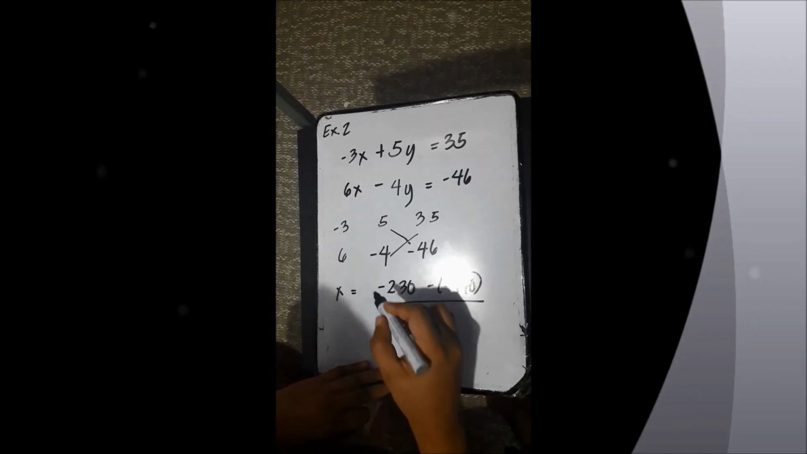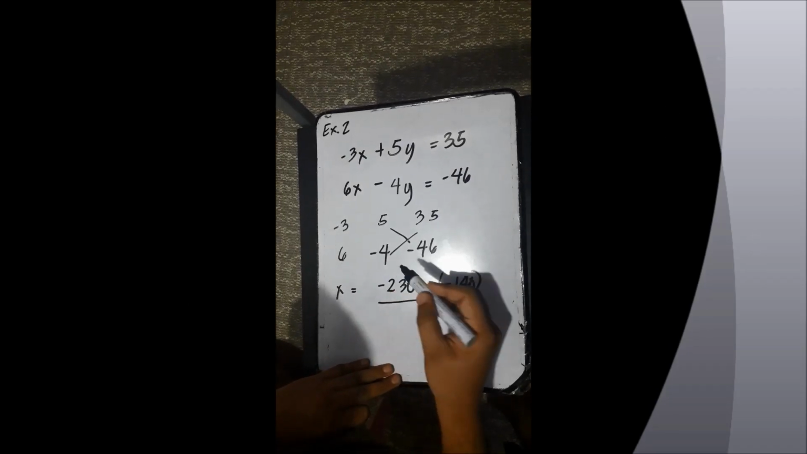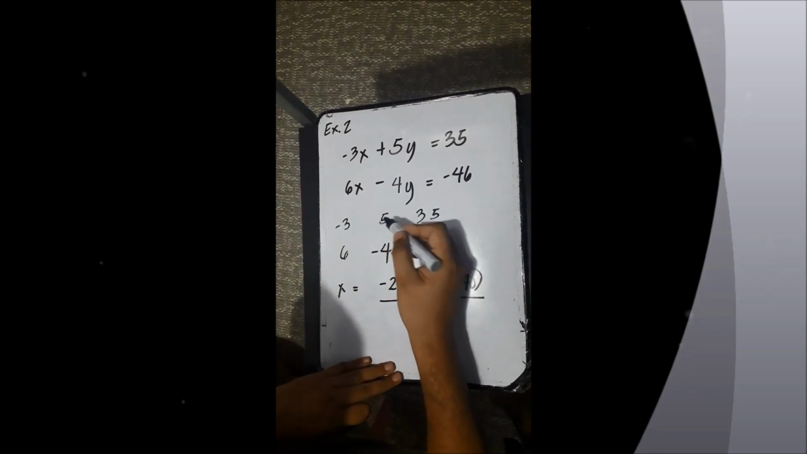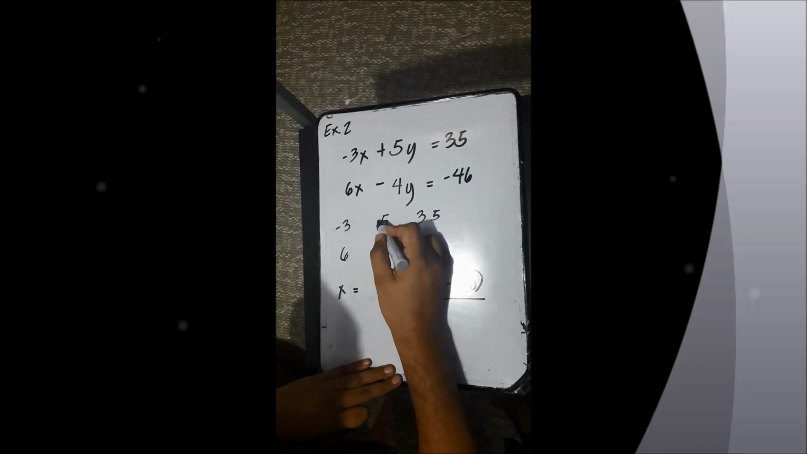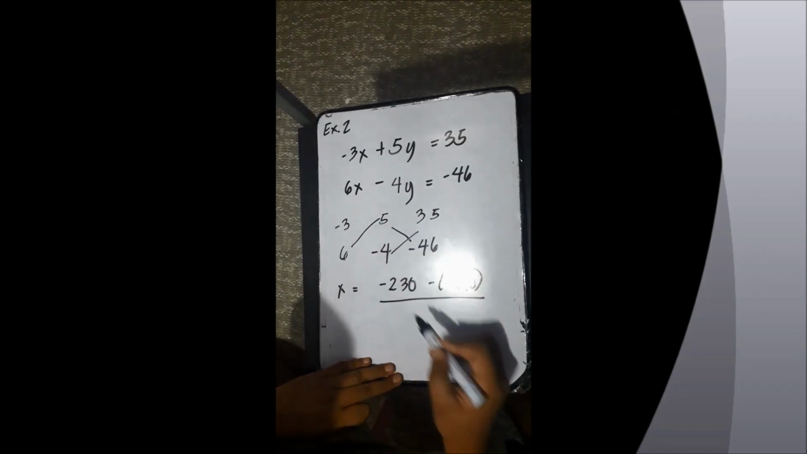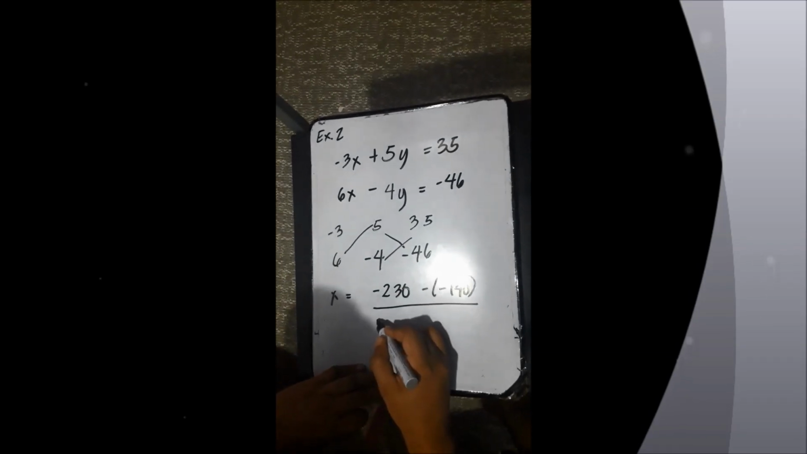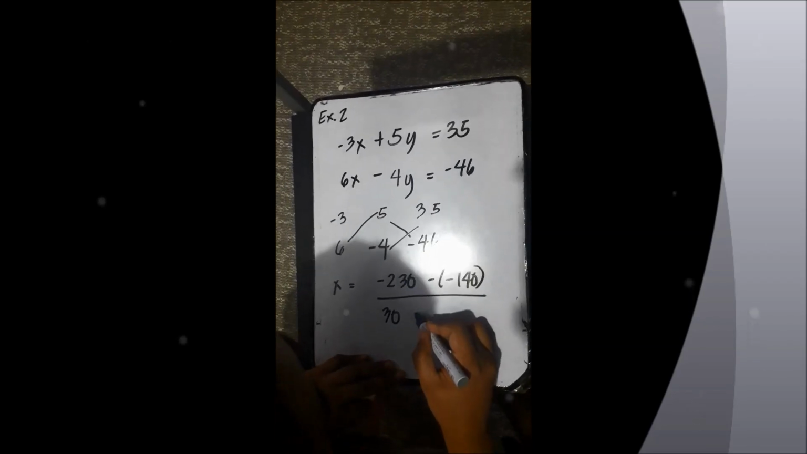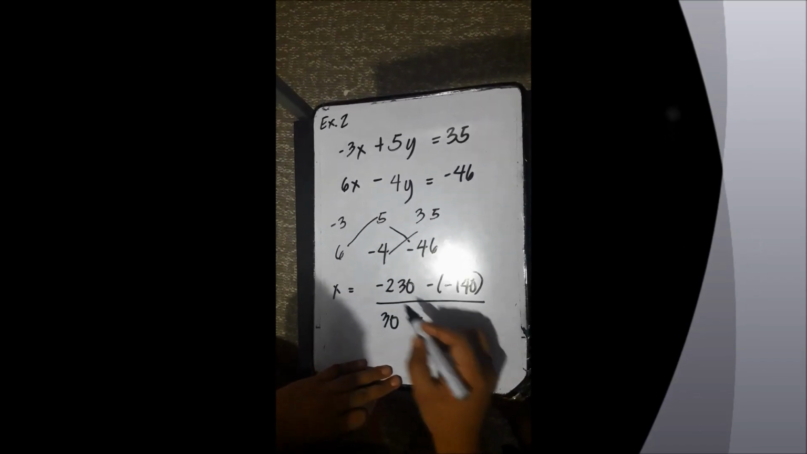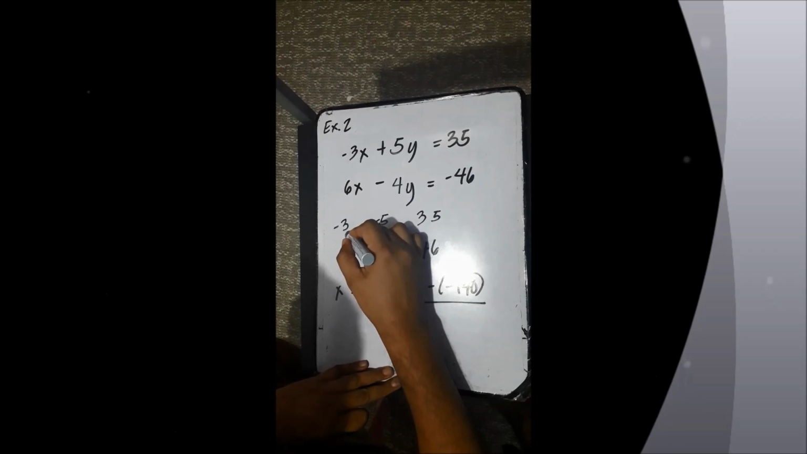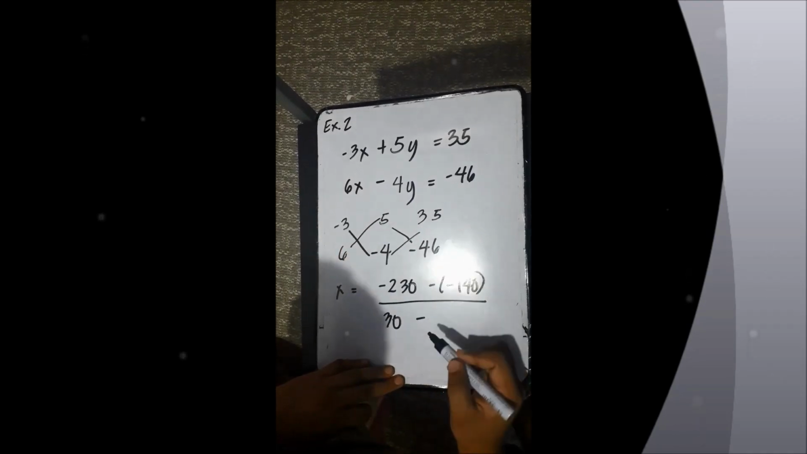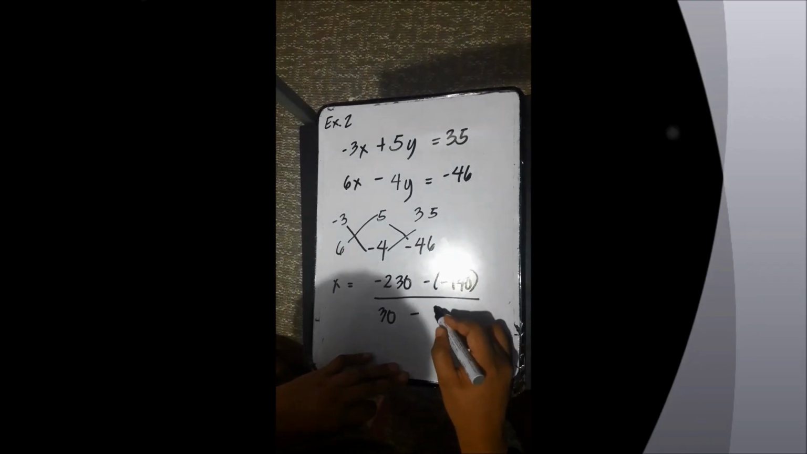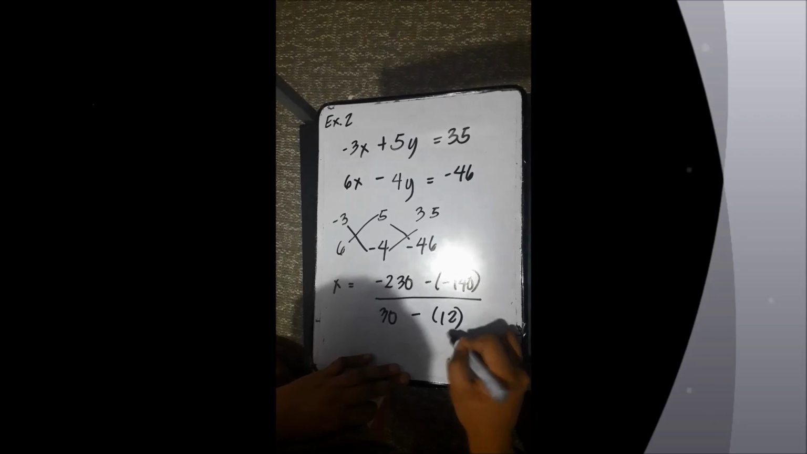And second part, for our denominator, I'll be multiplying the coefficient of y of the first, which is 5, times 6, coefficient of x of the first, that gives me 30, minus negative 3 and negative 4, that gives me positive 12.